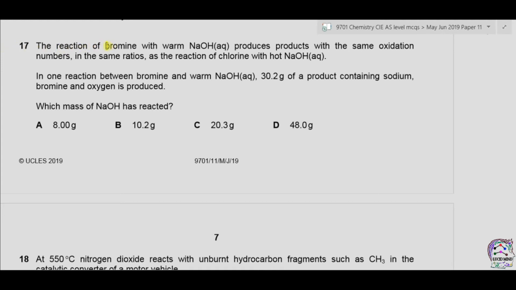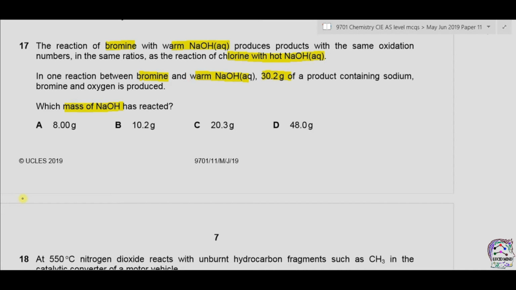Question 17. The reaction of bromine with warm aqueous sodium hydroxide produces products with the same oxidation numbers in the same ratios as the reaction of chlorine with hot sodium hydroxide. In one reaction between bromine and warm NaOH, 30.2 grams of product containing sodium, bromine and oxygen is produced. Which mass of sodium hydroxide has reacted? They have given a hint of the disproportionation reaction in which chlorine reacts with hot sodium hydroxide. So the reaction of bromine will be the same and the molar ratios are also the same. So we can write the balanced equation.